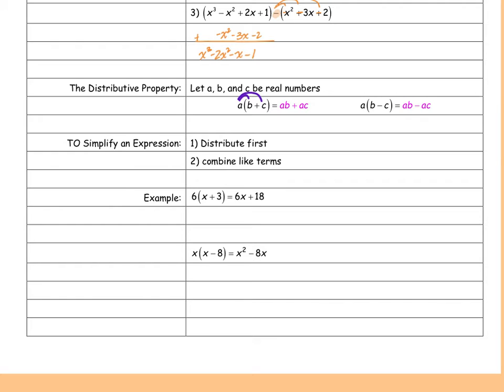How do I simplify an expression? The first thing I'm going to do is distribute, and then I'm going to combine like terms. So sometimes when I distribute, I have like terms. So we're going to look at that. Sorry about that. Not sure what happened there.